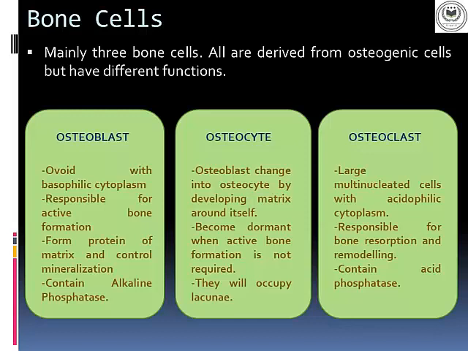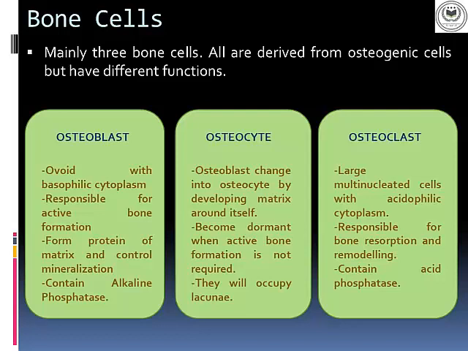Bone cells. Mainly, there are three types of bone cells, all of which are derived from osteogenic cells but have different functions. First, osteoblasts. They are ovoid with basophilic cytoplasm, responsible for active bone formation. They form protein of matrix and control mineralization. They contain alkaline phosphatase.